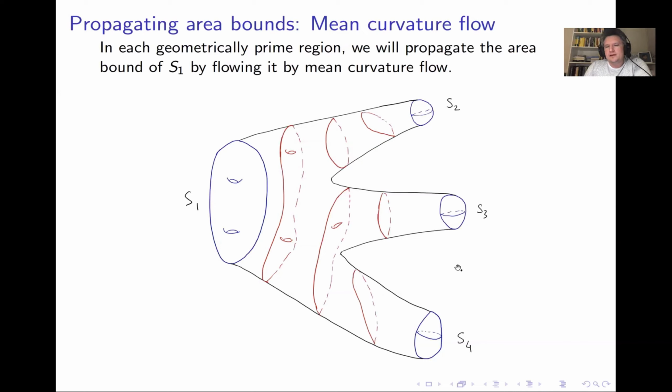So basically, let's assume that now we have area bounds for S1, we have area bounds for S2, S3, S4, right? Because S1 is index 1 and S2, S3, S4 are stable. And let's say that we want to foliate this region with surfaces bounded there. And let me show you how to do that using the flow. So we're going to forget about the diameter for now.